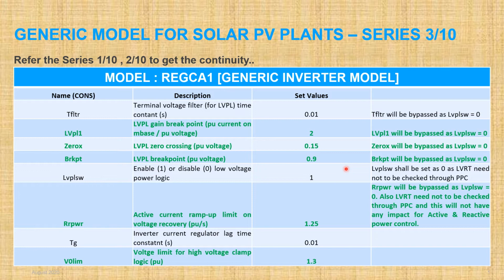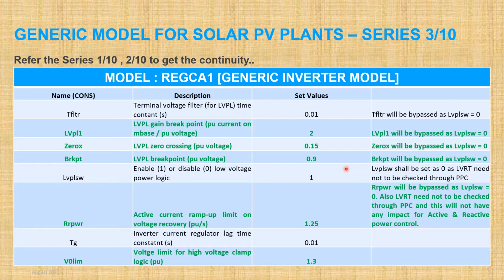Okay, now there are several models. If you have gone through my first series, 1 of 10 and 2 of 10, then you might have seen that there are several models. And the first model we will discuss today is the REGCA, that is the generic inverter model. In the generic inverter model, the main thing is that you have to set the parameters. Parameterization is one of the important aspects.